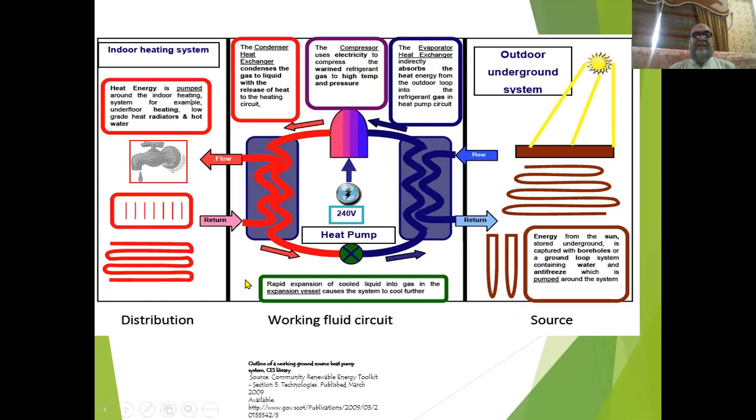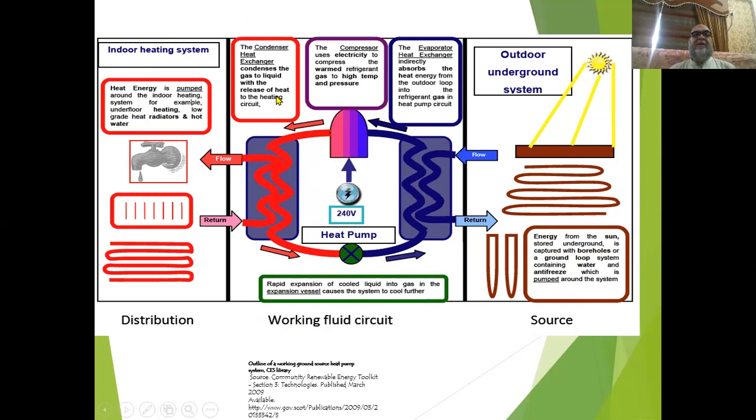This is the flow diagram. There is an indoor heating system and the outdoor heating system. You see, what happens is that energy from the sun stored underground is captured from the boreholes with a ground load system containing water and antifreeze, which is pumped around the system. Then this working fluid system has a rapid expansion of cool liquid into gas in the expansion vessel, causing the system to cool further.